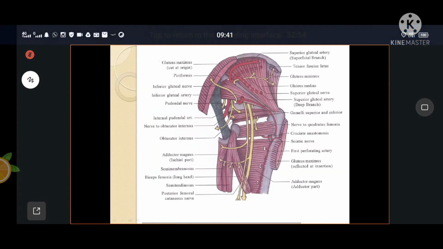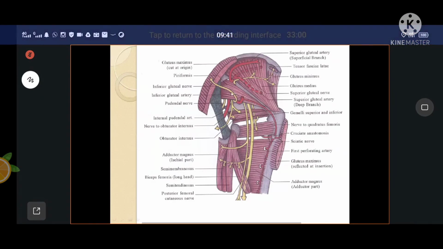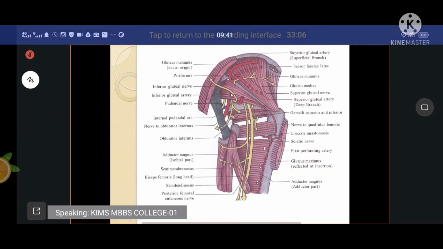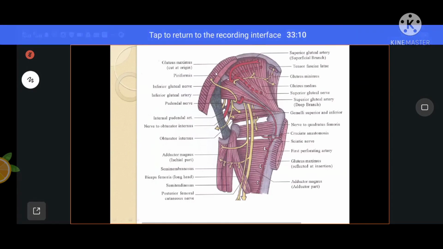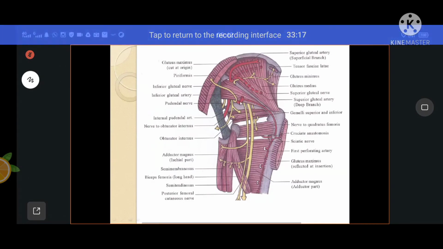And then the nerve which is emerging from the lower border of the piriformis muscle and supplying the gluteus maximus muscle. What is this now? This is the inferior gluteal nerve. The inferior gluteal nerve is emerging through the lower border of the piriformis, and it supplies where? It supplies the gluteus maximus muscle. And an artery is there along with this nerve. What is this artery? The inferior gluteal artery.